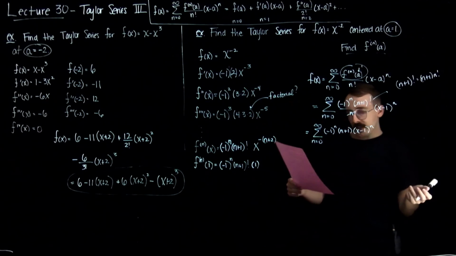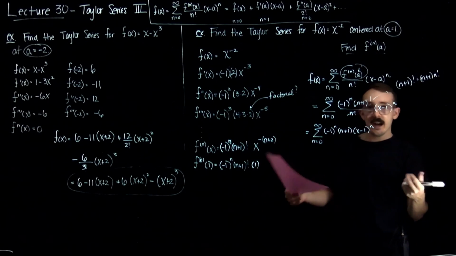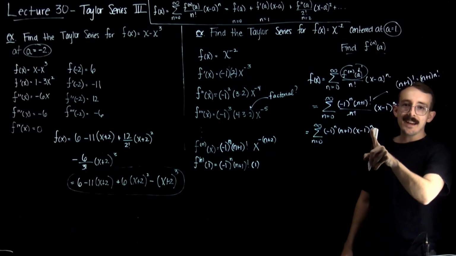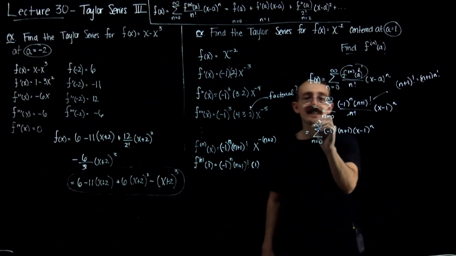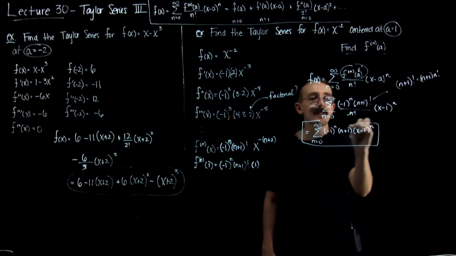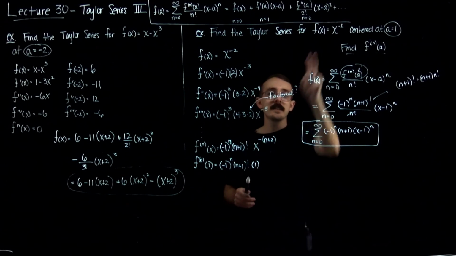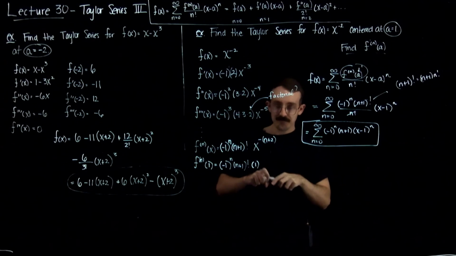And now, am I happy with that answer? Yeah, I think I am, because this right here, this x minus 1, it's to the n. I don't really want to shift this. I think this looks fine. So this is my answer for the general Taylor series for this function right here.